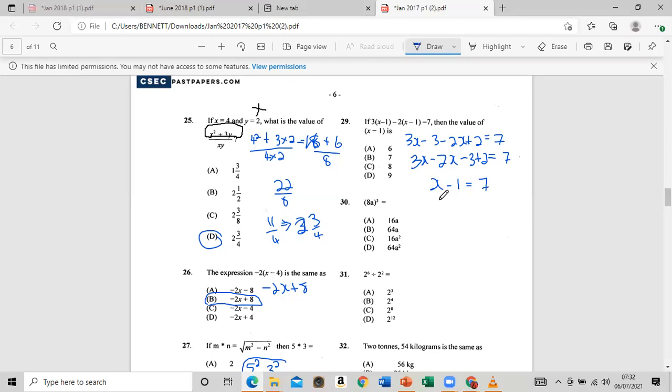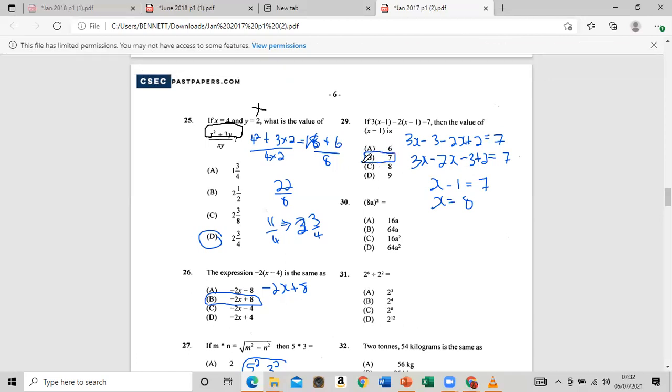So this gives me x minus 1, and that is equal to 7. So therefore, x is equal to 8. Now what did they ask for? X minus 1. So 8 minus 1 gives us 7. Read the questions very carefully, guys, because they can be a bit tricky. Look for what they ask. Write out what they ask for.